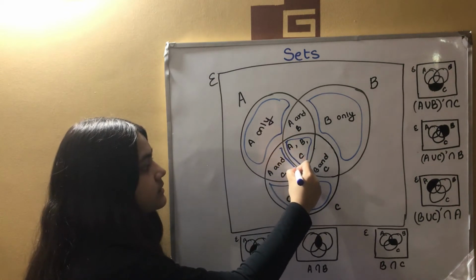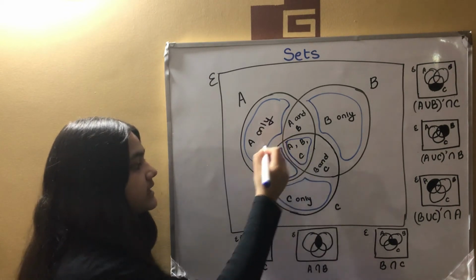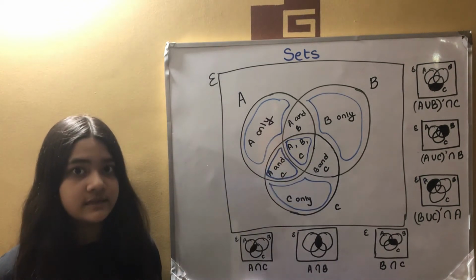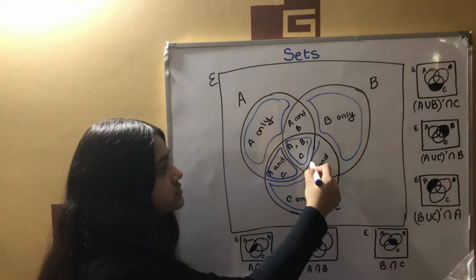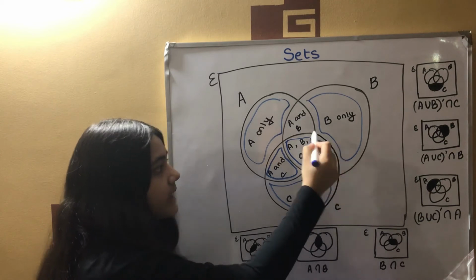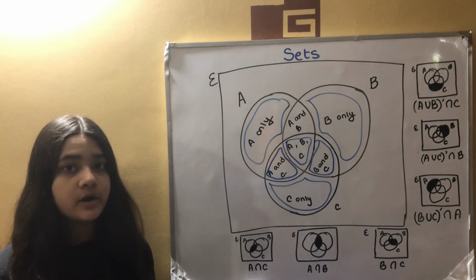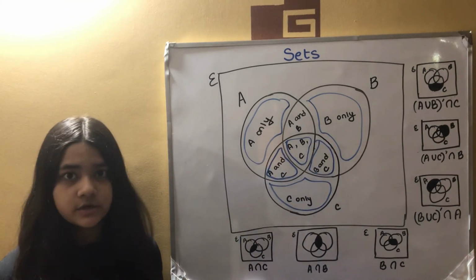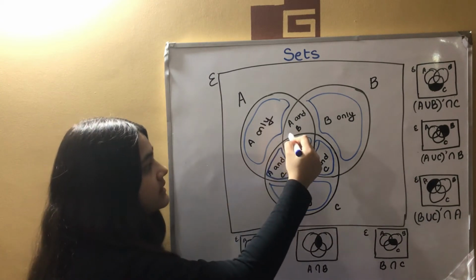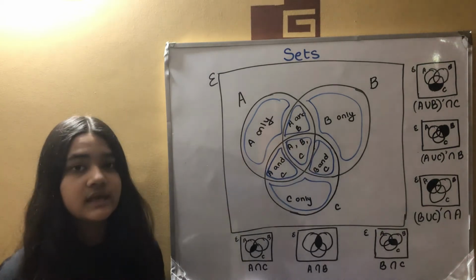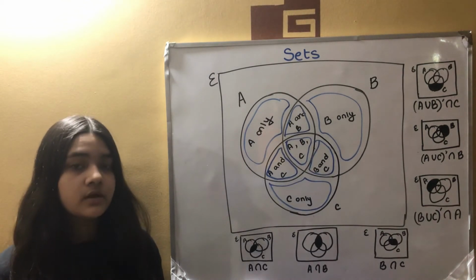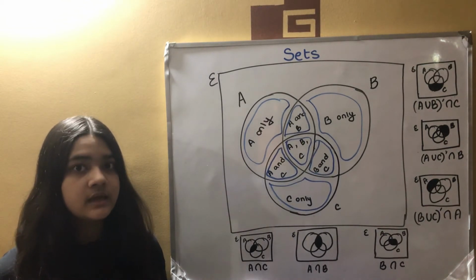This region is only for set A and set C. No parts of set B is here. And this region is only for set B and set C. No parts of set A is here. And finally, we have this region which is for set A and B only. No parts of set C is here.